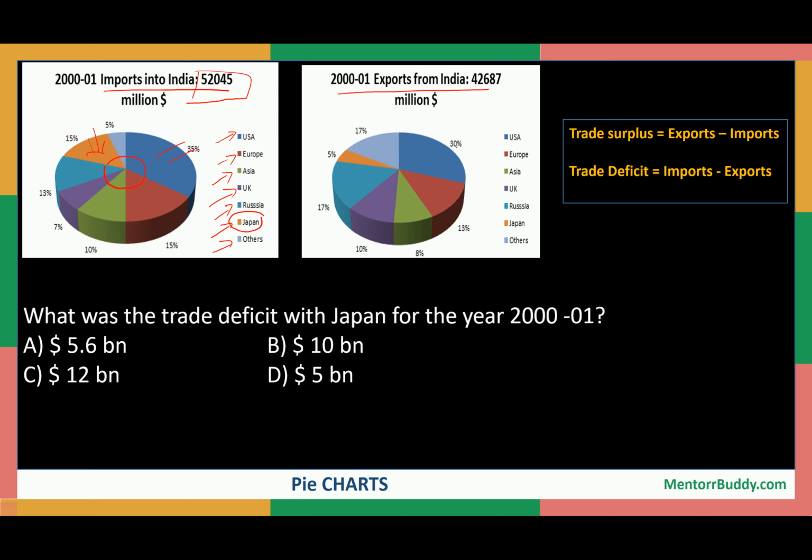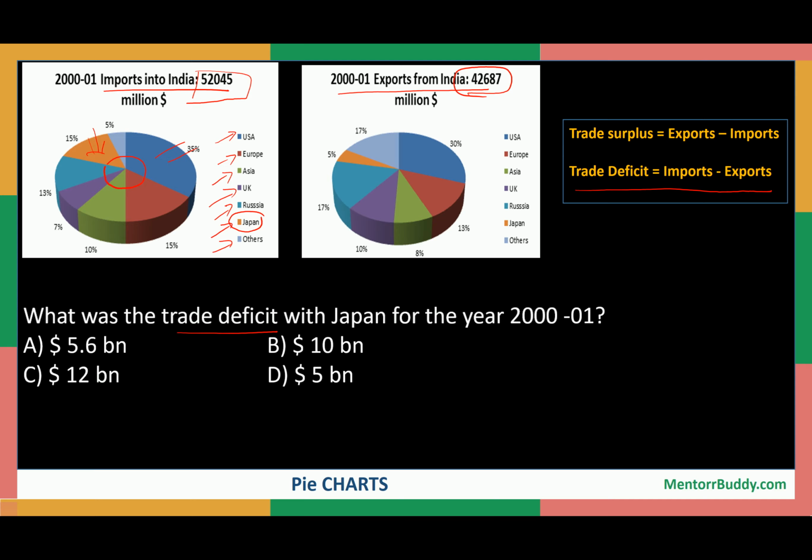Similarly, this export chart has been given, which has been distributed in percentages, right? And the total amount is given as 42,687. Now based on these two charts, a question is asked: what was the trade deficit with Japan for the year 2000-2001? So what is trade deficit? Here it is given, trade deficit is equal to imports minus exports.